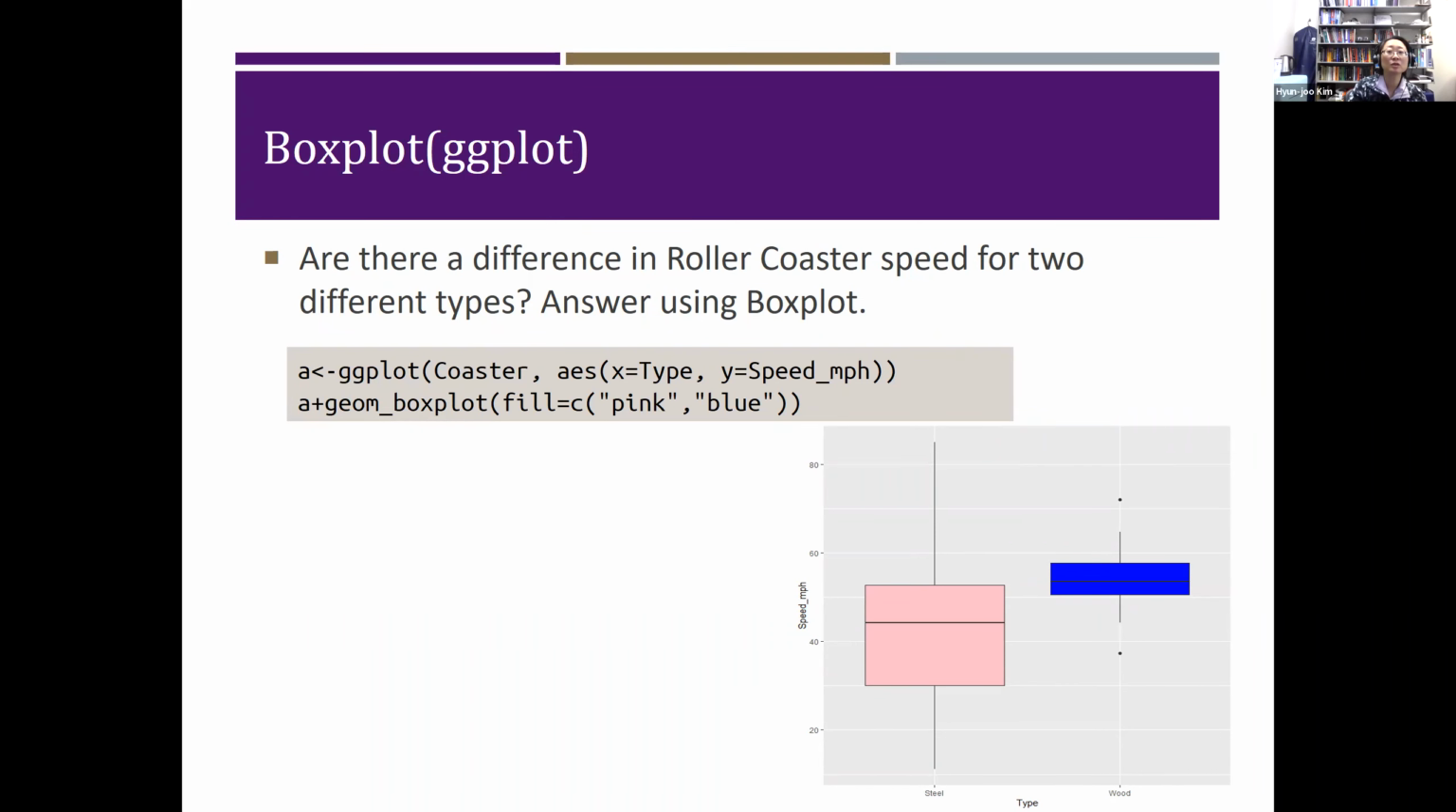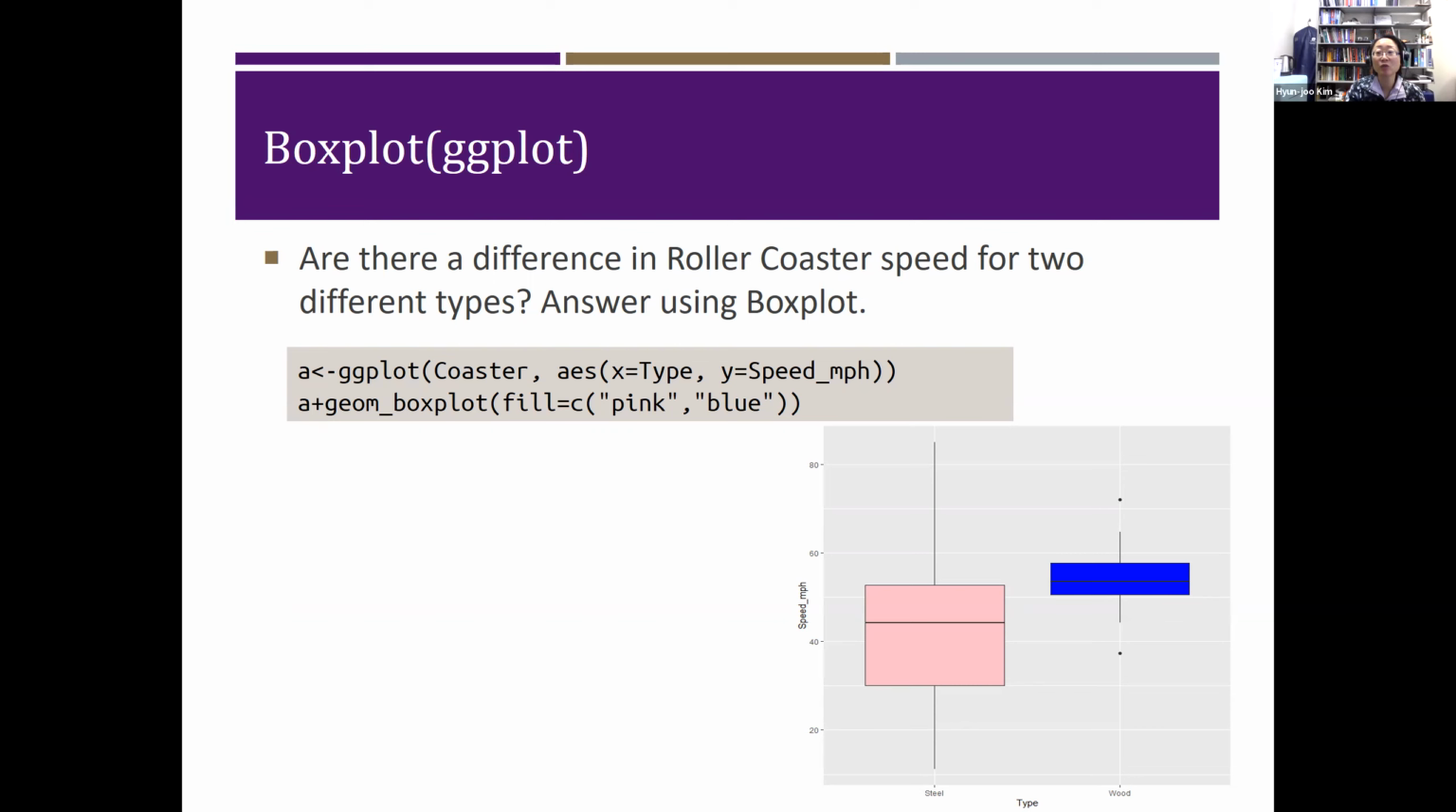There are two different types of roller coaster. One is made with steel and one is with wood. We are wondering if there is a difference in speed for the two different types of roller coaster. Let's draw a box plot to see what we can find, just like it is shown on the slide. Again, we first define ggplot object A with x as the type of the roller coaster, so type steel or wood, and y as the speed of the roller coaster.